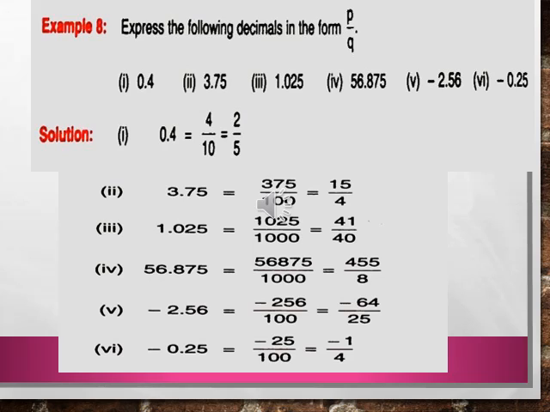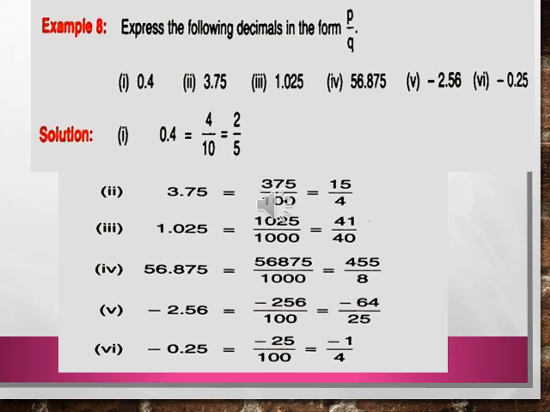Fourth example, 56.875. How many decimal places? 3. So again write 1000 in the denominator and the whole number, removing the decimal point, in the numerator. That is 56875. Then we will convert that number into the lowest form. So it becomes 455 upon 8. Now if a negative sign is there, it doesn't make any difference whether the number is positive or negative. The calculation and the method are the same.